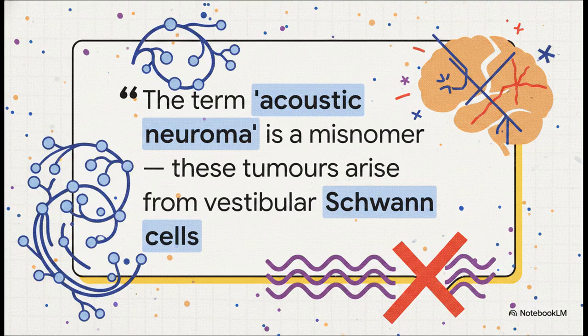But before we go any deeper, let's touch on a crucial clinical pearl. The historical term acoustic neuroma is, well, completely inaccurate. As you can guess from their cellular origin, these tumors arise from vestibular Schwann cells, not cochlear neurons. And that is exactly why vestibular schwannoma is the contemporary standard terminology we use today.